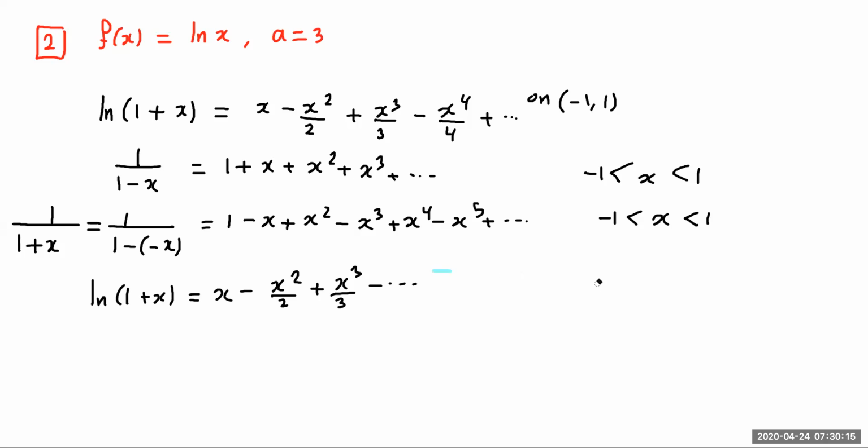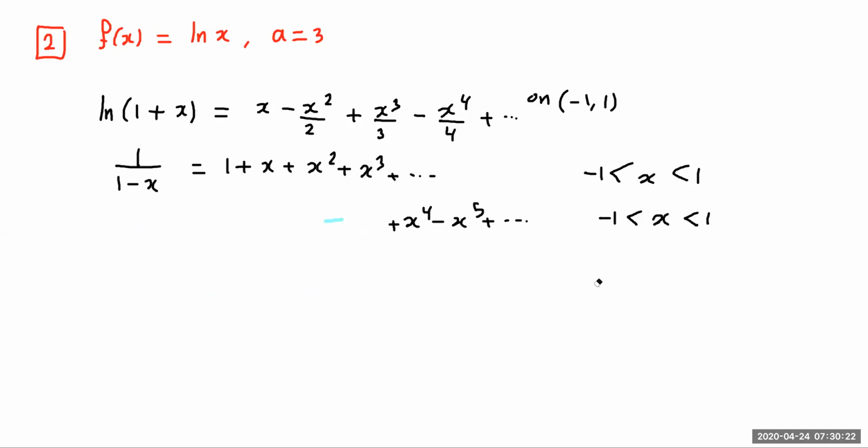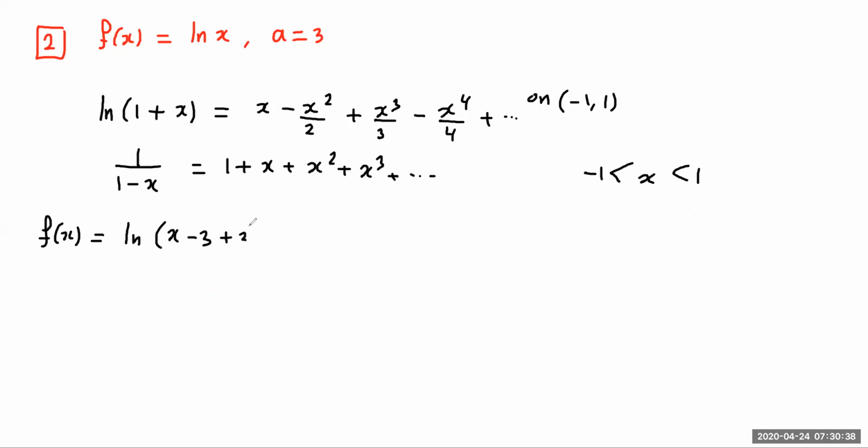So let's write here ln. I need x minus 3. So let's write f(x) equal ln of (x minus 3 plus 3). Then I know the formula for 1. So let's write ln 3 times (1 plus (x minus 3) over 3). So this is ln 3 plus ln(1 plus (x minus 3) over 3).